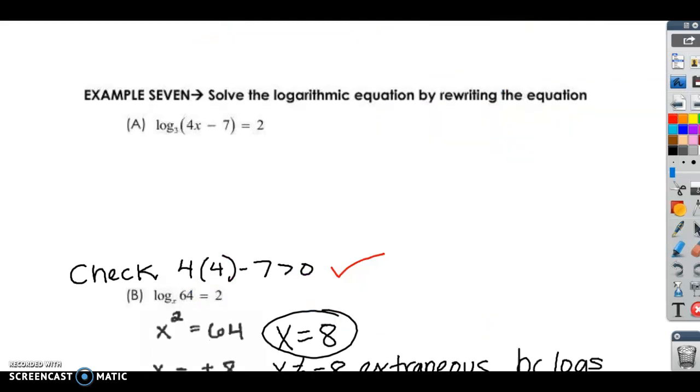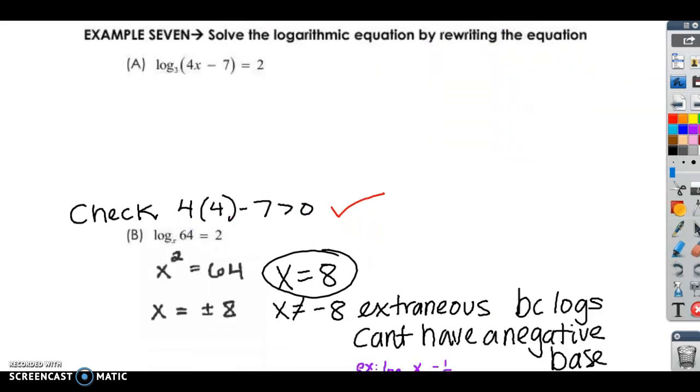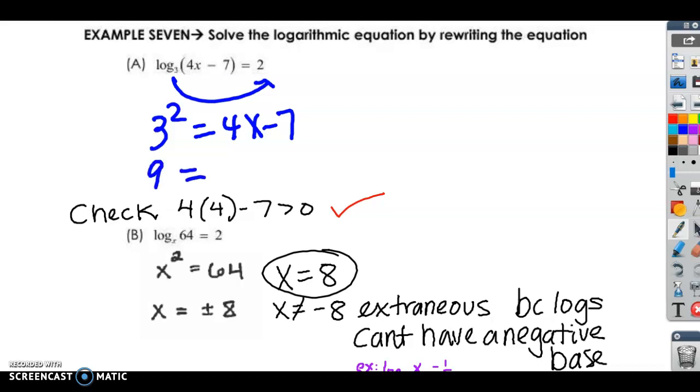All right, so now we are going to solve the logarithm equation by rewriting the equation. Okay, so let's go ahead and do that. Start by rewriting it: 3 to the second power equals 4x minus 7. Well, man, that makes that a lot easier. Now all we got to do is solve the problem. So that's 9 equals 4x minus 7. And that just ends up being x equals 4.